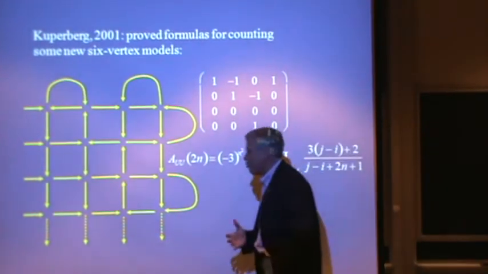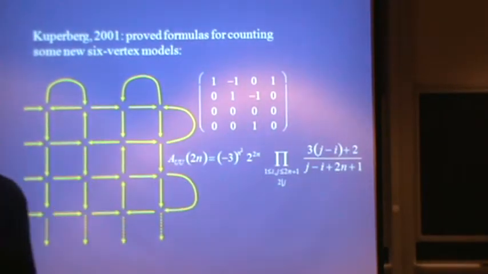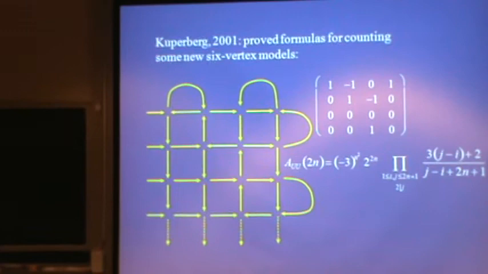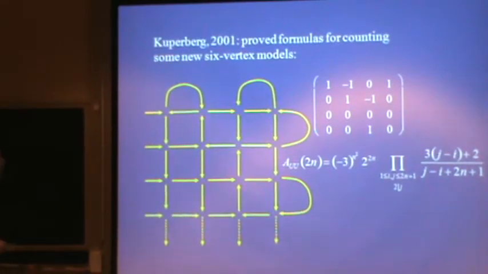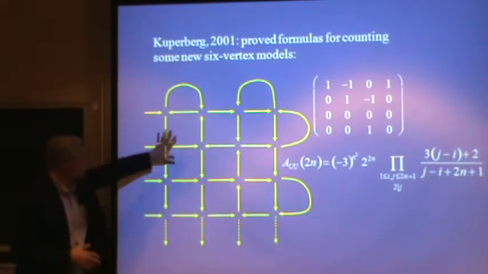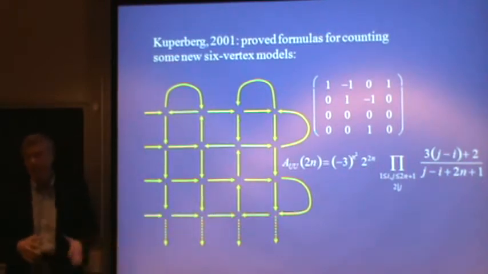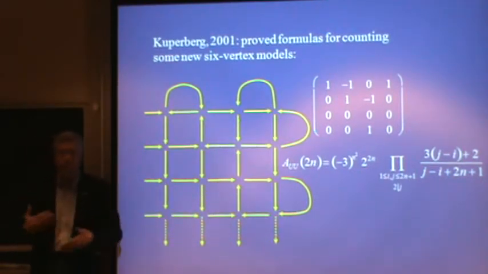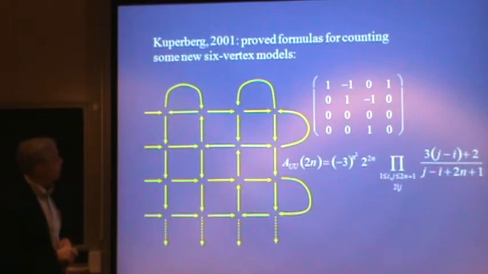And Greg Kuperberg was using the machinery that had been developed from statistical mechanics. So he was working with a 6-vertex model, and not too surprisingly, he found some generalizations of alternating sign matrices. This is one of the more esoteric ones.